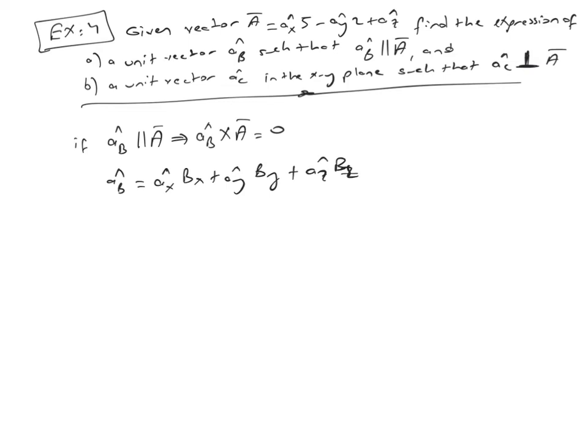Since this is a unit vector, the summation of the second power of all its components is equal to 1. Let's write it down. Let's look at the cross product operation.